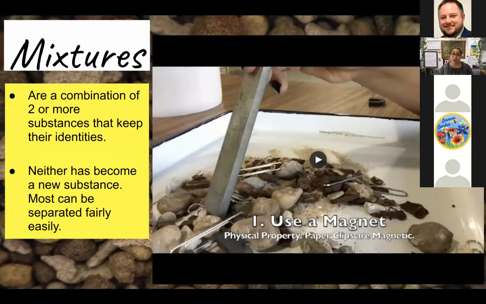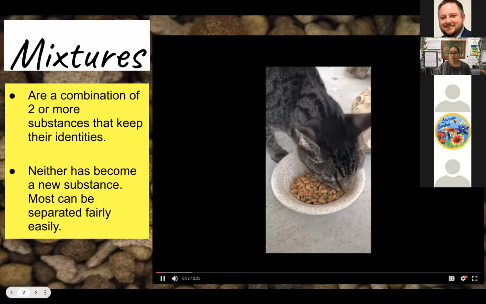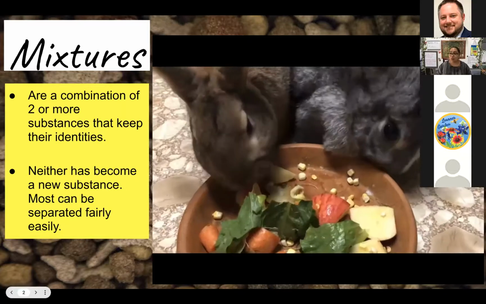Neither has become a new substance, and most can be separated fairly easily using those physical properties. So I'm going to show you some other examples of mixtures at the Environmental Center. The first one that you're going to see is our cat eating a mixture of cat food. So you can clearly make out the individual flavors.